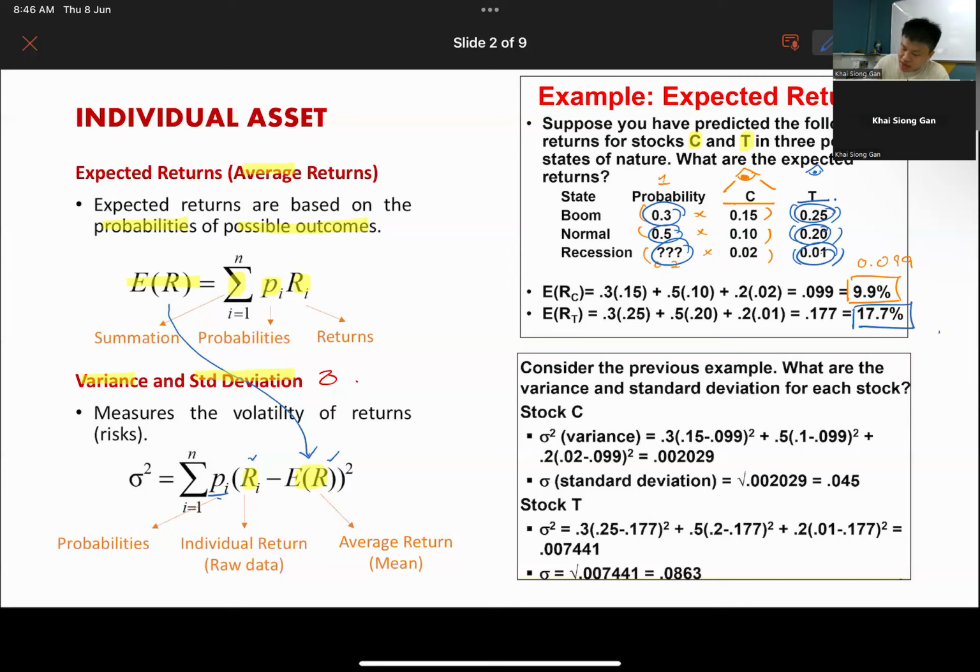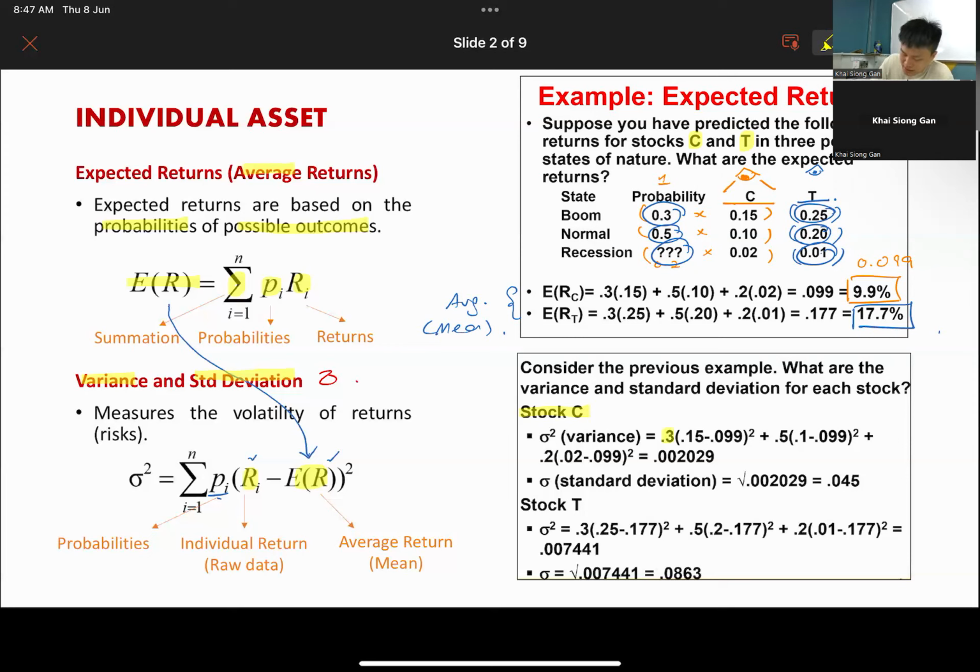Once we get these two amounts, what are these two? These two are what we call the average return, or the means. Once we have the means, I can use it to compare with the individual return itself to find the variance and standard deviation. So if I am asked to calculate variance and standard deviation, first of all, I look into stock C first. When you look into individual asset, you look into it separately, like first one, stock C first. So we know that there are 30% in the boom state.